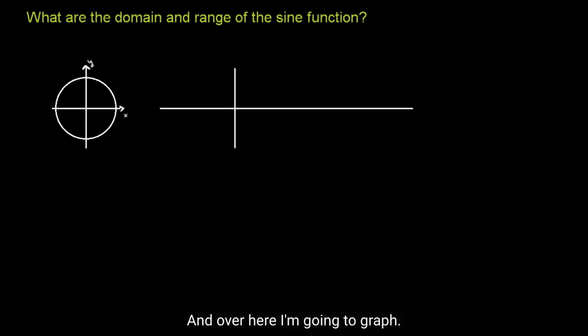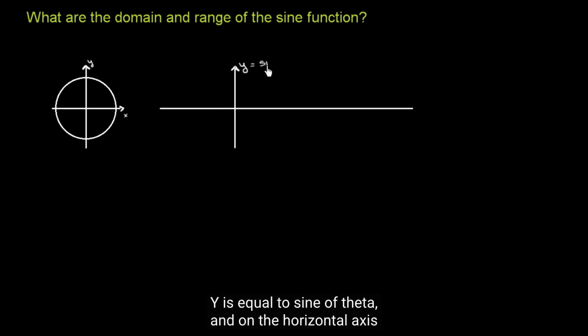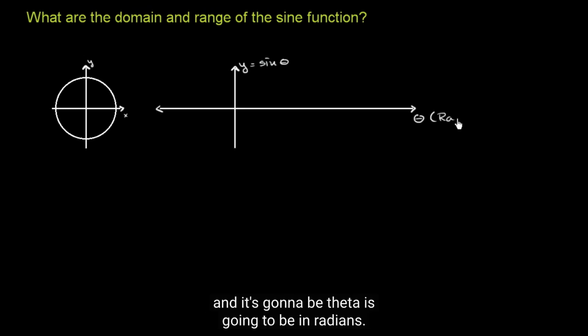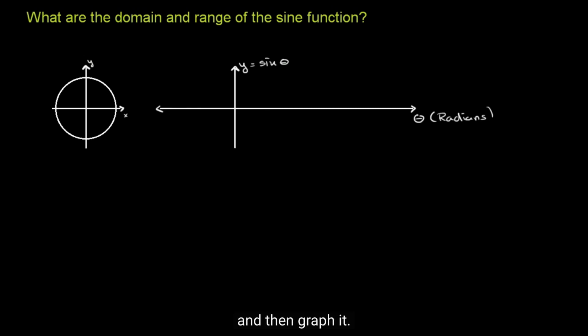And over here, I'm going to graph still y in the vertical axis, but I'm going to graph y is equal to sine of theta. And on the horizontal axis, I'm not going to graph x, but I'm going to graph theta. You can view theta as the independent variable here, and theta is going to be in radians. So we're essentially going to pick a bunch of thetas and then come up with what sine of theta is and then graph it. So let's set up a little bit of a table here.